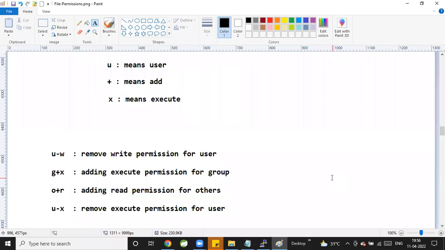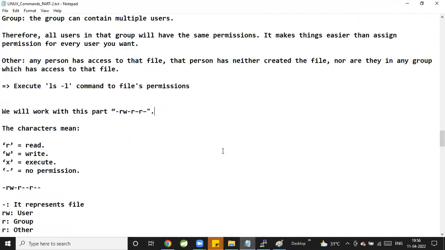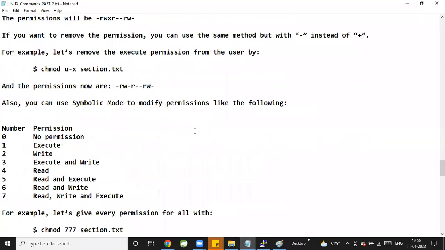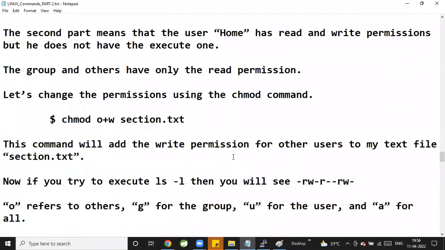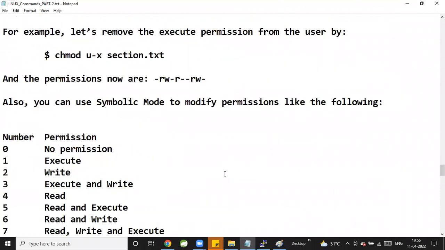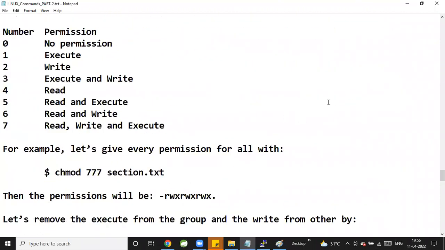Are you guys comfortable? Now, guys, instead of this, there is another option also to deal with the file permissions by using numeric mode. There is a concept called numeric mode we can follow to give the permissions. You can go for numeric mode also to give the permissions.